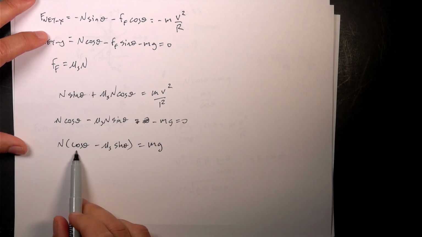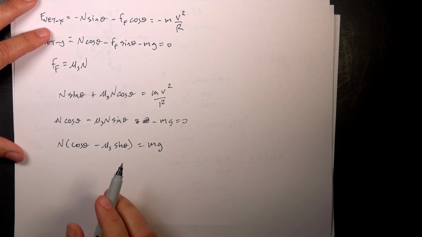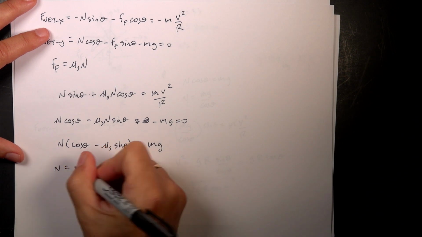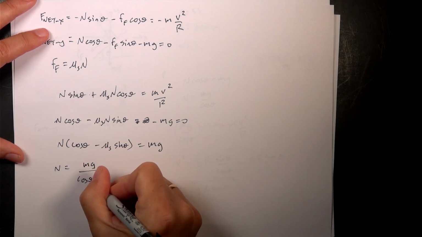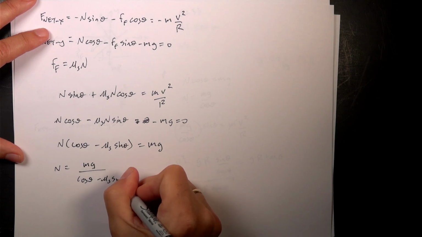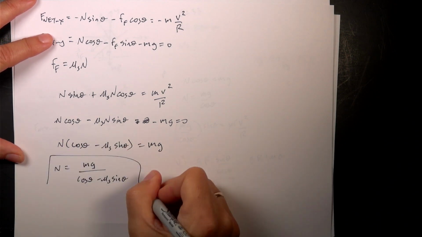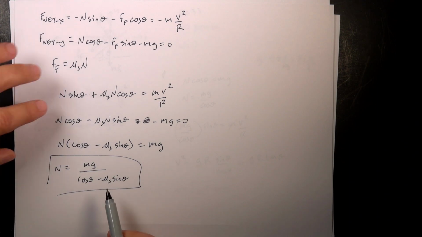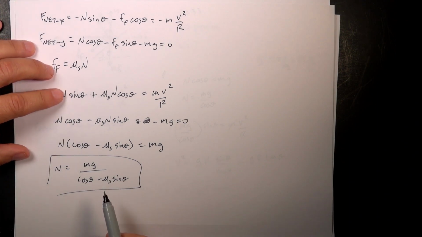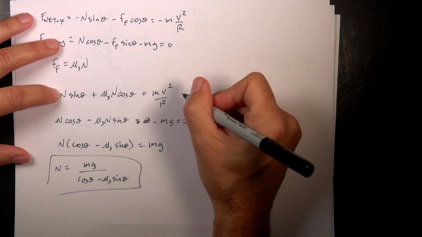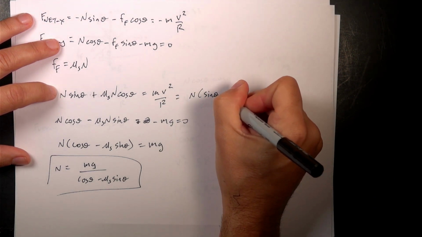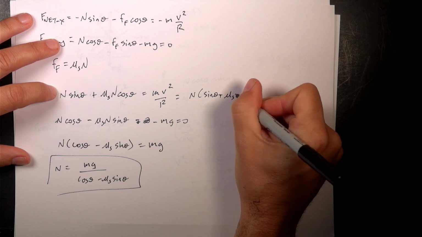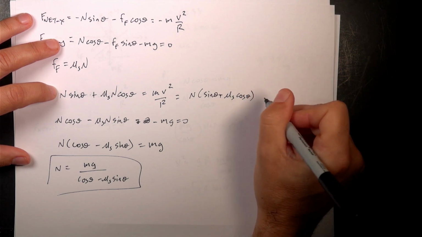Now I'm going to divide both sides by this. Remember, these are just numbers, so don't get too freaked out over this. N equals mg over cosine theta minus mu s sine theta. Okay, I'm putting a box around that because it's important. Now I can plug that in up here. But before I do that, I'm actually going to factor out the n. So let's just write this as n times sine theta plus mu s cosine theta.